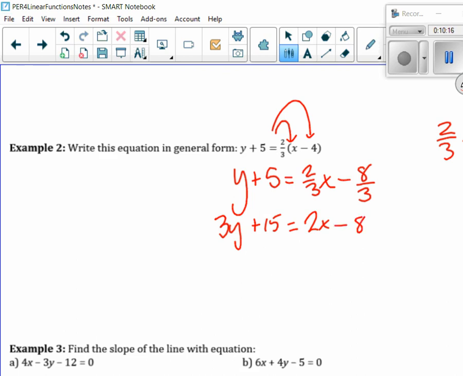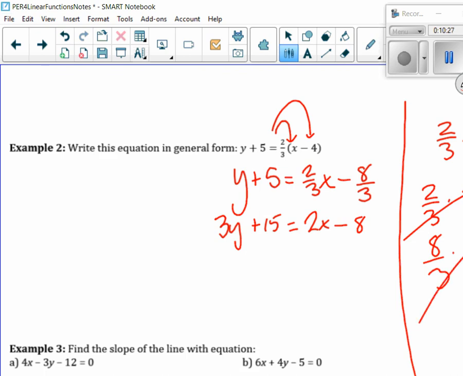Minus 8. Okay, again, if you don't know what is going on here, the 2 over 3 times 3, do you see they cross cancel, right? The 8 over 3 times 3, do you see they cross cancel? Do you see that's the whole point? We're trying to get rid of the denominator, right? Okay, what's the next thing to do now to get into general form?